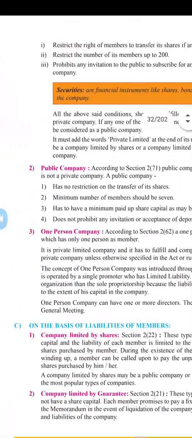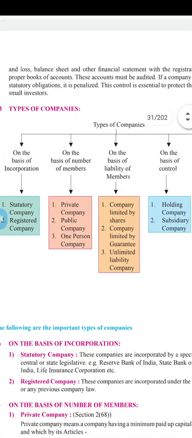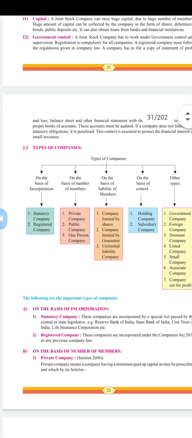All these are the types of companies which are based on different heads. We learned all this. On the basis of incorporation, there are two types: statutory company and registered company. And incorporation means registration.